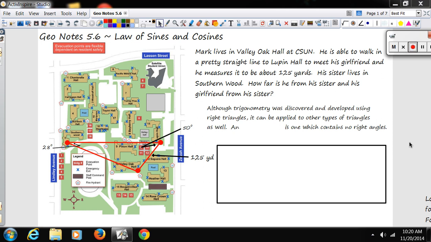This is personally one of my favorite sections because you can solve any kind of triangle now. It doesn't have to just be a right triangle. You could solve any triangle using our law of sines or our law of cosines. So here's a little example.